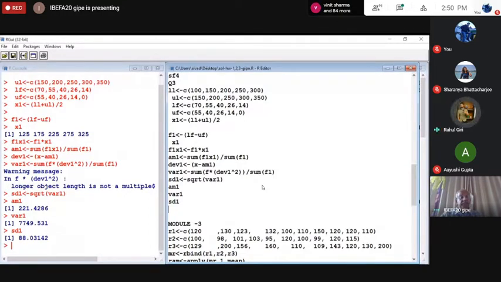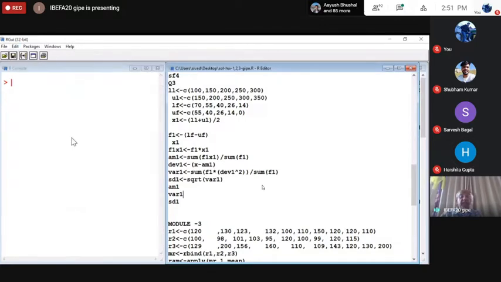Sir, is it suggesting that we have that high variance in this particular? 221, 7749, 88. Shouldn't you put F1 in place of F? It is F1. Oh, sorry, not F1. The frequency should be upper minus lower, I suppose. See the variable that I titled, madam. See the notation that I have given. Higher minus lower.